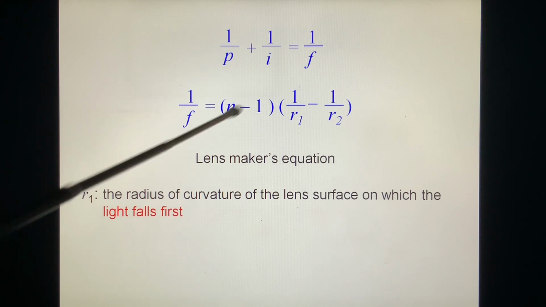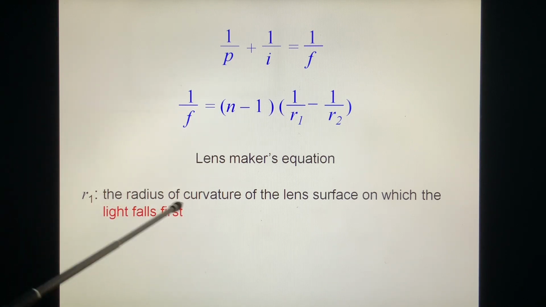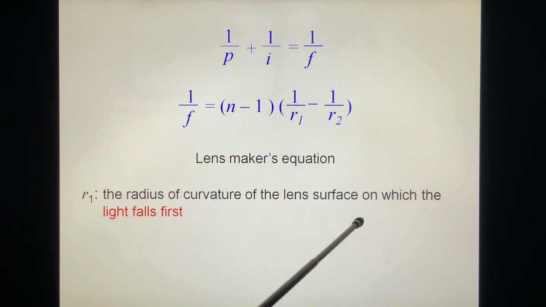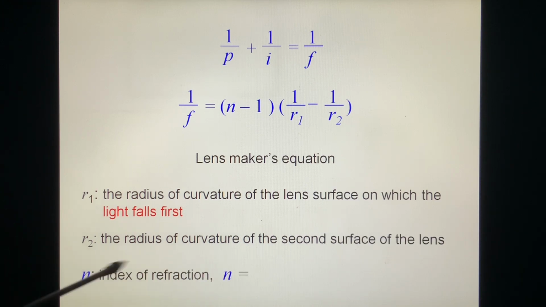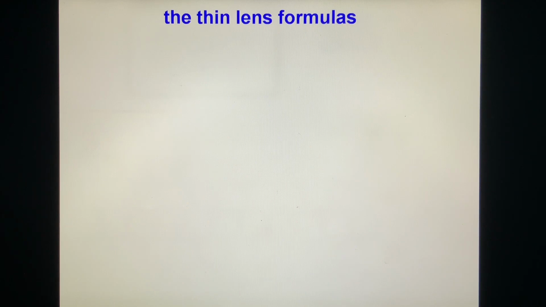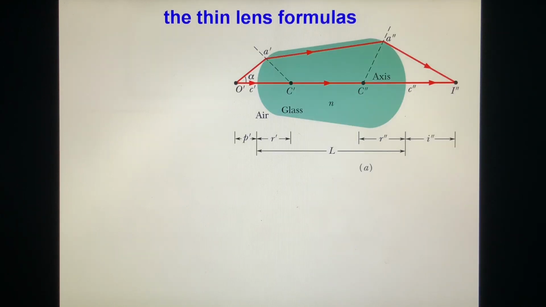R1 is the radius of curvature of the lens surface on which the light falls first. R2 is the radius of curvature of the second surface of the lens. n is the index of refraction, defined as n lens over n medium. Usually the medium is air, so n medium is 1. The thin lens formula, we deduce, prove it.